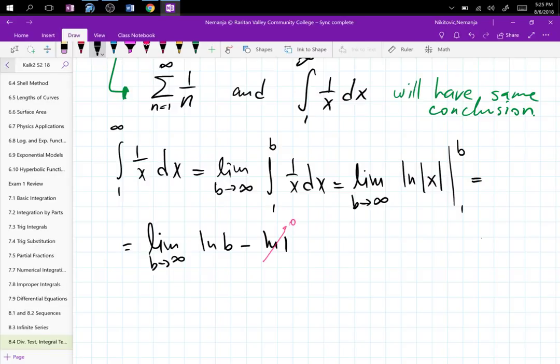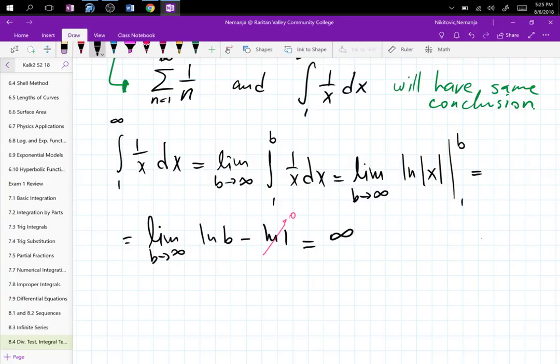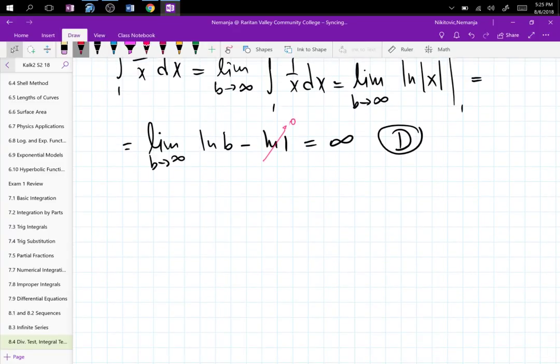But ln is the increasing function. You plug in infinity, the answer is going to go to infinity, so infinity. Diverges. Integral diverges. So now, here's the answer. This is what you get your grade for.